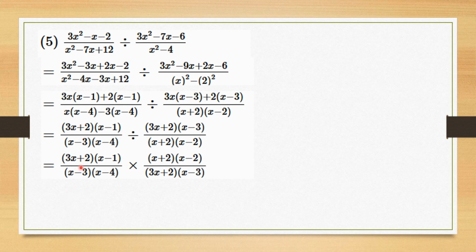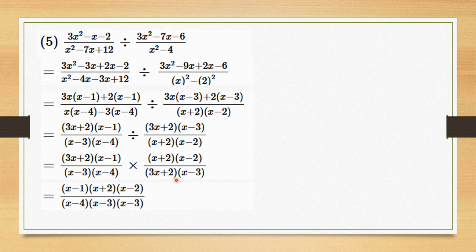So first, 3x plus 2 upon x minus 1, upon x minus 3 into x minus 4, this as it is. Division sign changed to multiplication sign. When you change this, the next term, you will take the reciprocal. So whatever was in the numerator here, I wrote here in the denominator, and whatever was in the denominator here came in the numerator. So this changed to x plus 2 into x minus 2 upon 3x plus 2 into x minus 3.